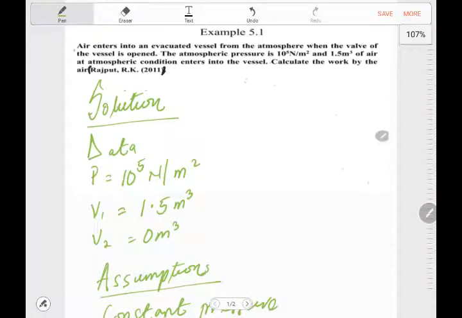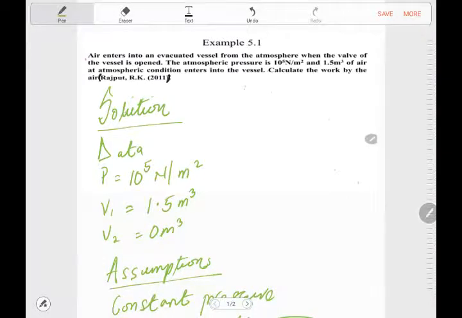So this is an example in Unit 5 of the Chemical Engineering Thermodynamics. So let's look at this question together.